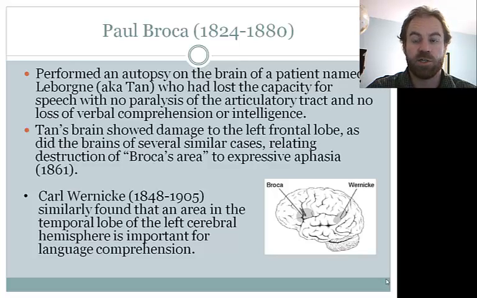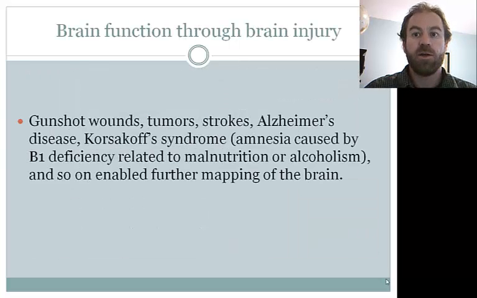Another physician, a German this time, Karl Wernicke, discovered that damage to the left temporal lobe resulted in the loss of language comprehension. These two findings were very important in that they demonstrated the localization of function in the brain. They also showed that functions such as language are very complex and utilize multiple areas of the brain. In all of these cases, we've learned a great deal about the brain through brain injury.